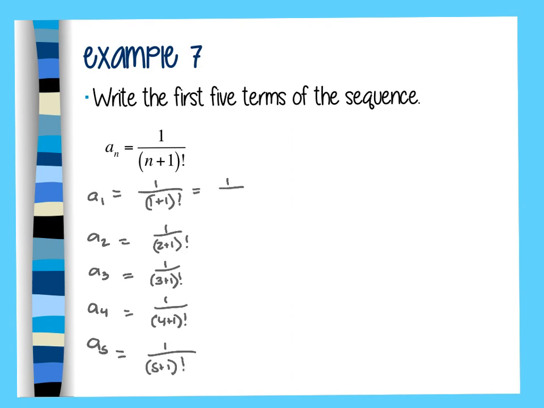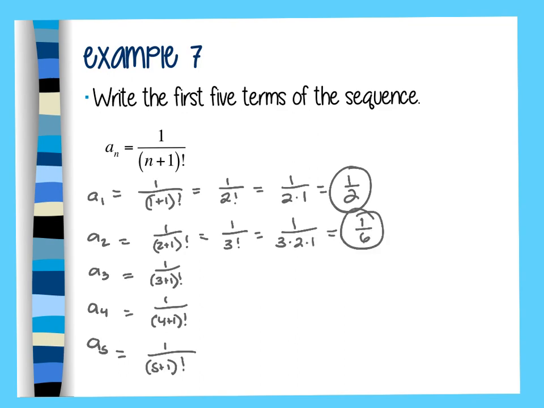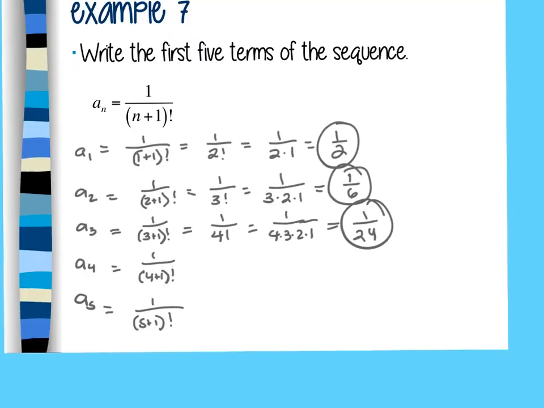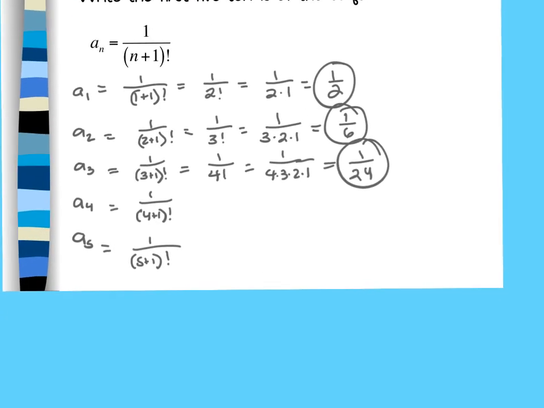So this becomes 1 over 2 factorial, which is 1 over 2 times 1, or 1 half. This is 1 over 3 factorial, which is 1 over 3 times 2 times 1, or 1 sixth. 1 over 4 factorial, which is 1 over 4 times 3 times 2 times 1, which is 1 24th. So I'm just multiplying the biggest number times the one before it, because I already did all that other work.